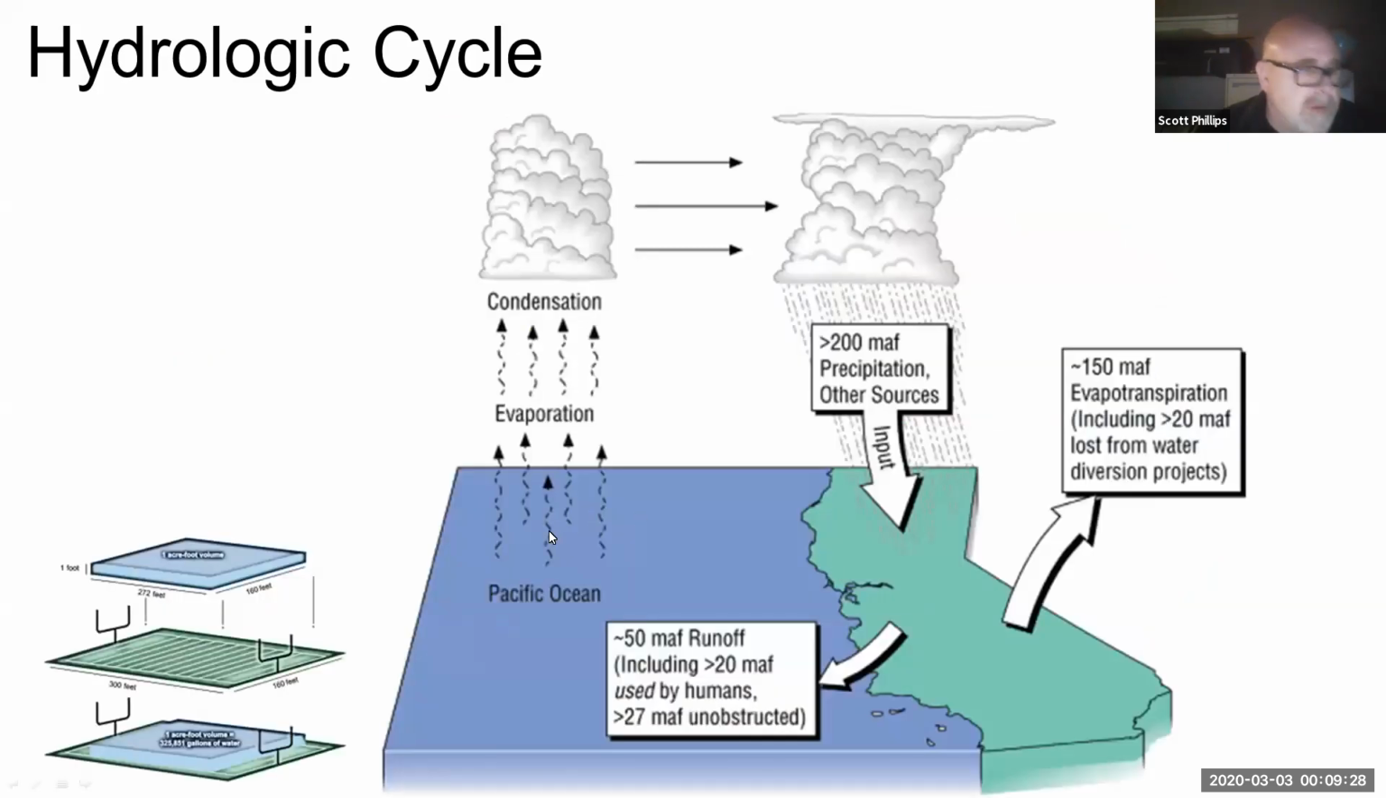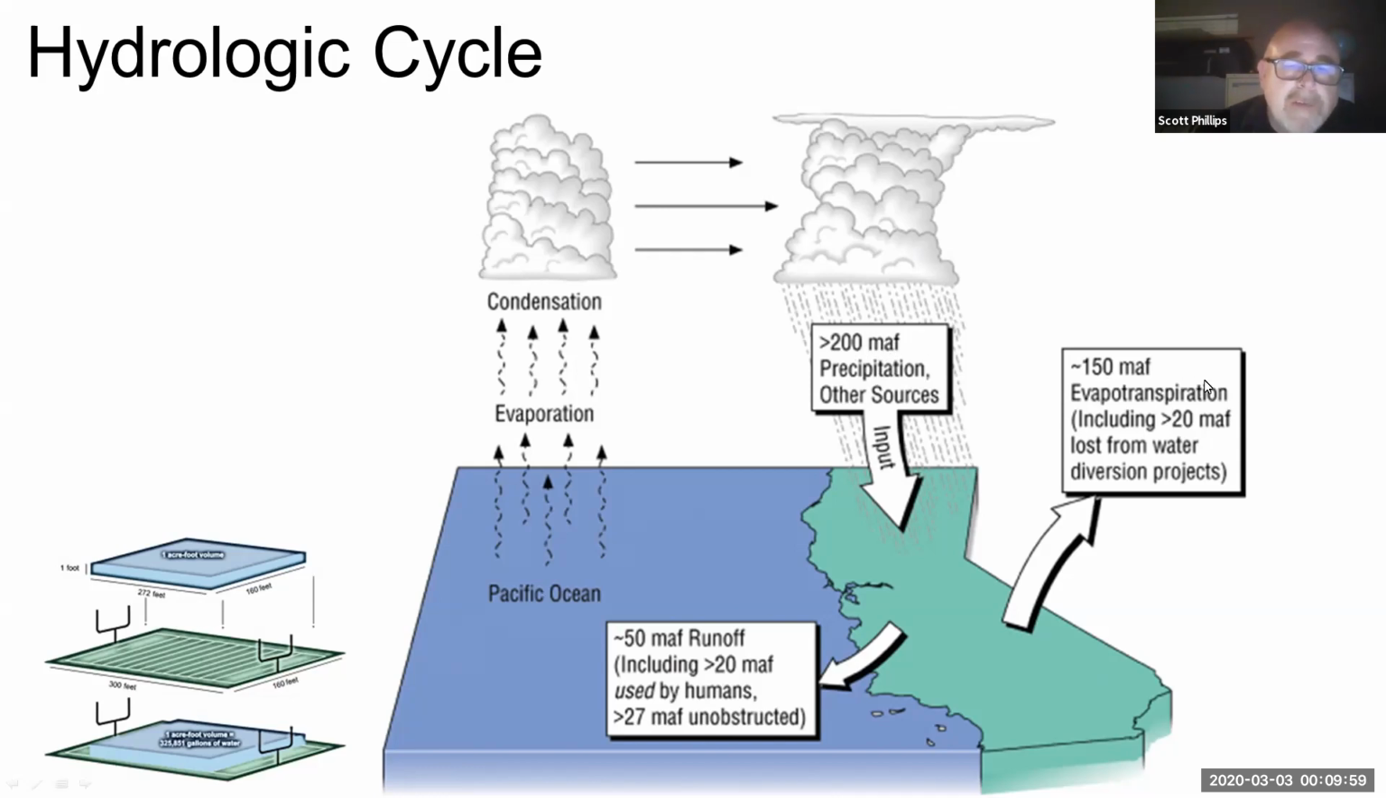Here's a more California-specific example. We have evaporation in the ocean, clouds going over land, precipitation, a lot of that being snow in the Sierra Nevada, and the other part being rain. And this is showing some of the numbers. We get about 200 million acre feet. 1 acre foot is about enough water to cover a football field about a foot deep. About 200 million of those.